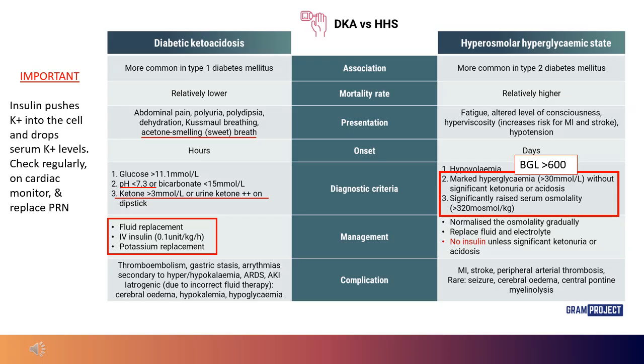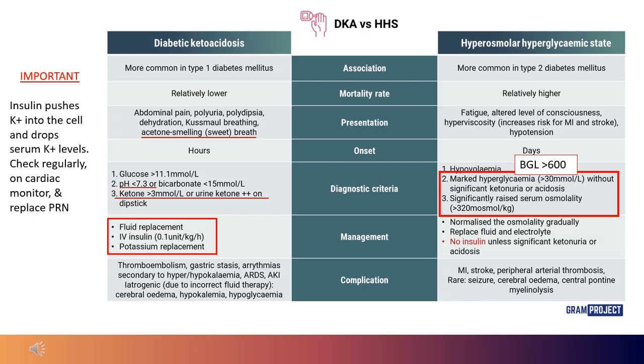So DKA and HHS, which is your hyperosmolar hyperglycemic state, it used to be HHNS, which was a non-ketotic state, insinuating there's no ketones present. Both of them are hyperglycemic emergencies, but they're going to happen in different types of diabetes, and they look very different in the body.